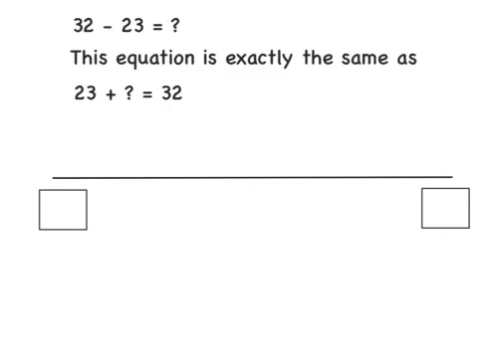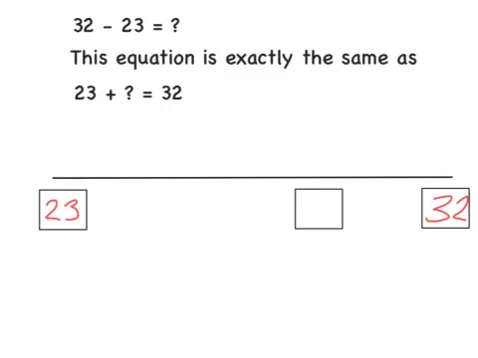Now here's a slightly trickier problem. 32 take away 23 equals something. This equation is exactly the same as 23 plus something equals 32. Now just like before, we're going to put the smallest number in the left hand box and the biggest number in the right hand box. So let's do that. Here we're going to put our 23, and on the right hand box our 32.